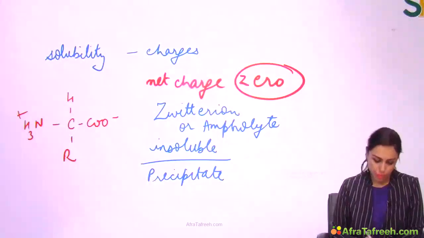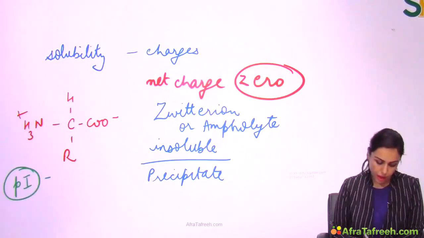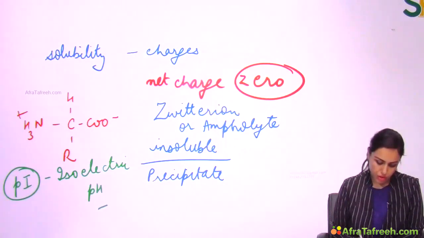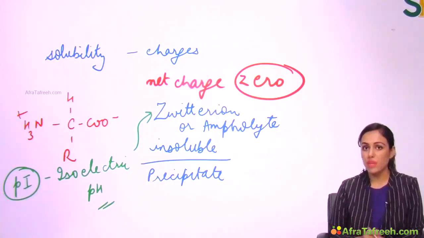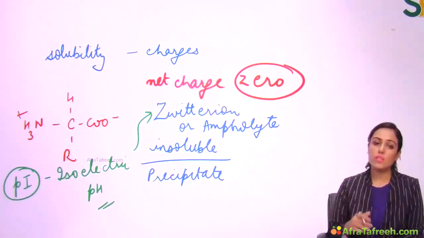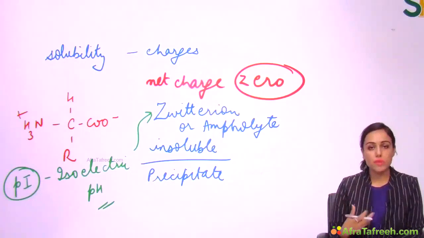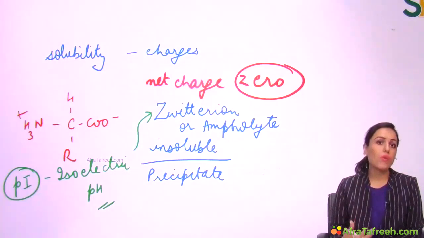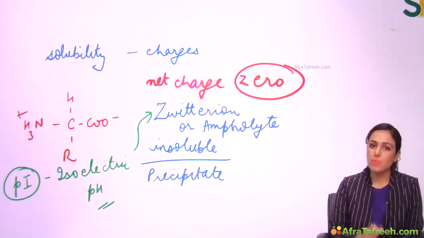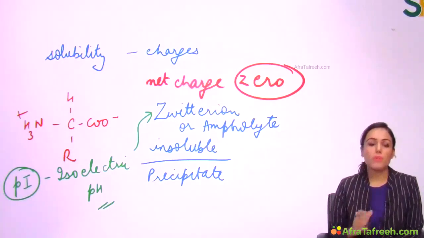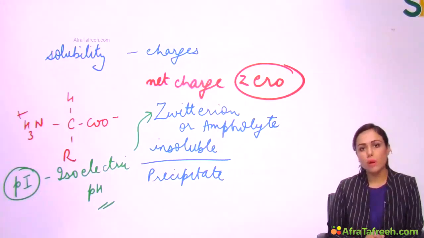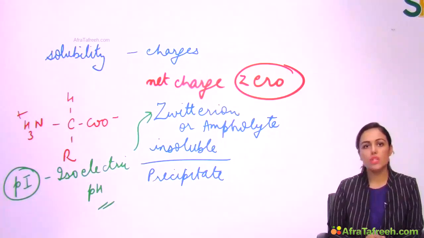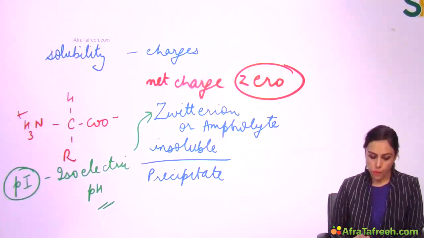Now there is a term pI. pI is isoelectric pH. It is that pH at which zwitterion exists. So we can say that protein at its pI will precipitate, because at pI the insoluble zwitterion is there. So protein will come out of the solution, that is, precipitated out of the solution, right?